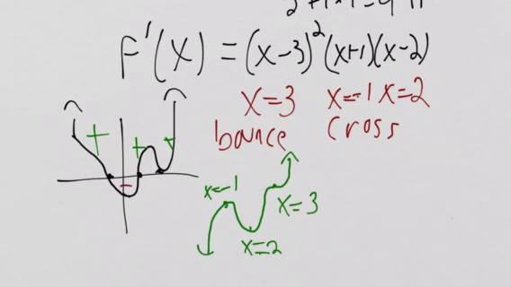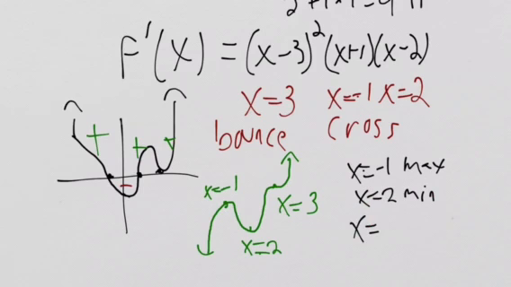Thus, we are done. We can say that x equals -1 is a max. x equals 2 is a min. And then x equals 3 is a shoulder.